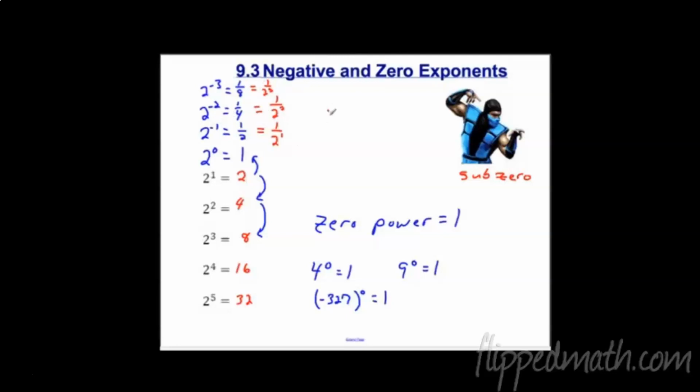Holy cow. So if I had something like this, x to the negative 5, what does that mean? Well, I want to rewrite this without negatives. I'm going to put 1 over x to the 5th. So who knew Sub-Zero was really a math character that whole time in Mortal Kombat, doing his fatalities and things like that. Awesome.